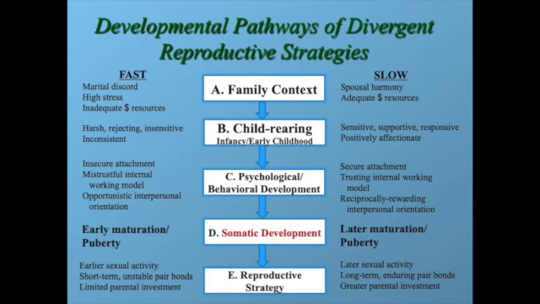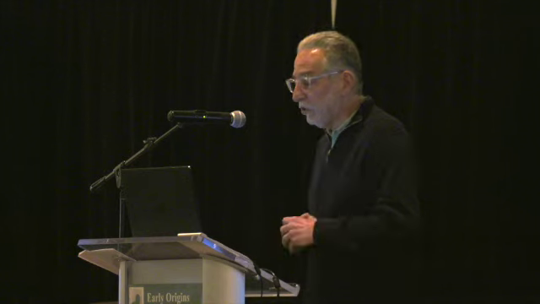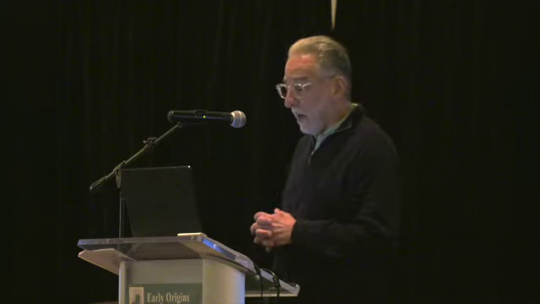In contrast, we can see a fast reproductive strategy. Under conditions of marital discord, high stress, inadequate resources, financially and otherwise, we're more likely to see harsh, rejecting, insensitive, and inconsistent care, producing the increased probability of insecure attachment, a mistrustful internal working model, and an opportunistic advantage-taking orientation to social relations, all of which would eventually contribute to earlier onset of sexual activity, more likely short-term, unstable pair bonds, and limited parental investment, that is, attention and sensitivity and time spent caring for children.